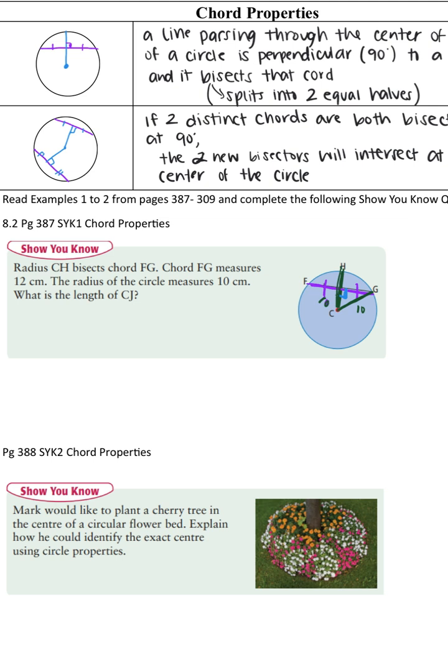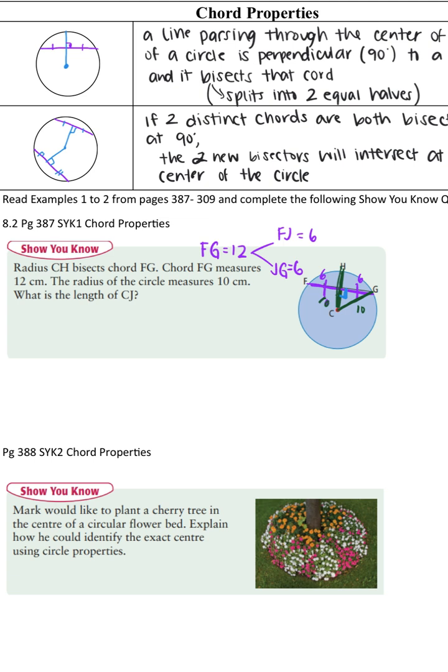We also got told that our purple chord, FG, is 12 centimeters. So if FG is 12 centimeters, but it's been split into two equal congruent halves, FJ as well as JG, we know that both of those are going to be half of that 12, so both of those are going to measure 6 centimeters. We are lastly being asked, what is the length of line CJ?